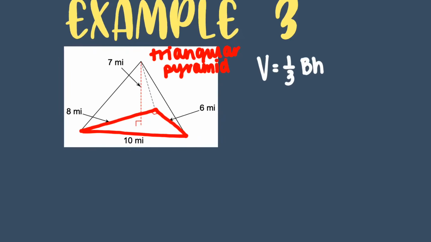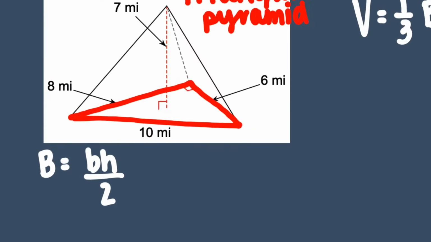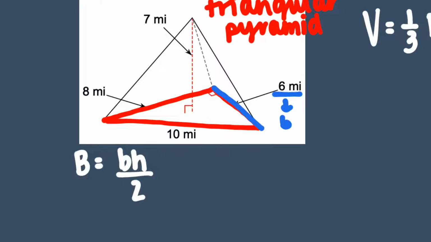So area of the base, this is a triangle. And it is a right triangle that has the base and the height labeled. So I can use base times height divided by 2. Remember, this base and this height have to deal with just the bottom triangle. So when I'm looking here, I'm looking at the base of the triangle. So I know 6 is my base. And then 8 goes from the top of the triangle to the bottom. So this is going to be my height.